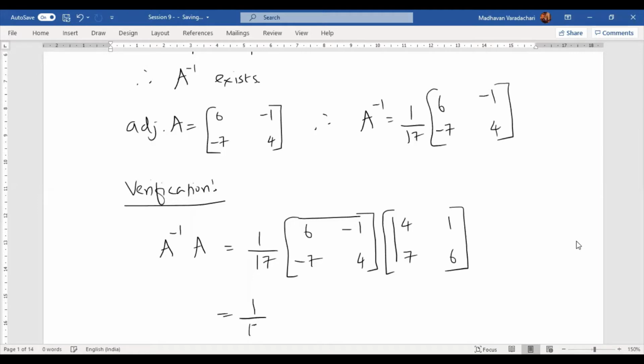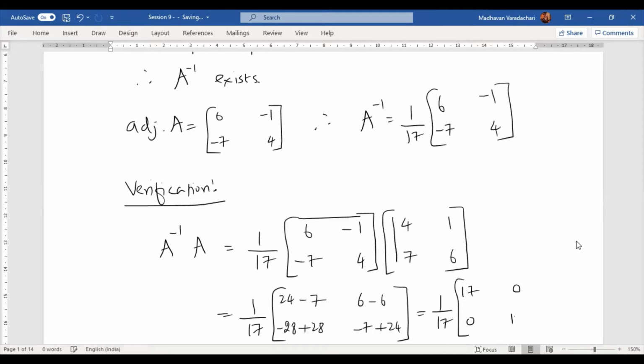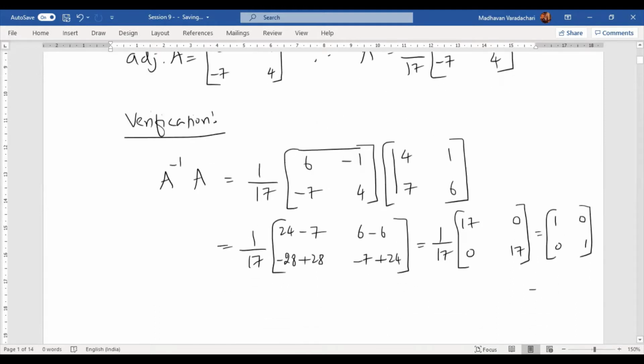If we multiply this, 6 into 4 is 24, minus 1 into 7 is minus 7. 6 into 1 is 6, minus 1 into 6 is minus 6. Minus 7 into 4 is minus 28, 4 into 7 is positive 28. Minus 7 into 1 is minus 7, 4 into 6 is positive 24. That gives us 17, 0, 0, 17, which gives us 1, 0, 0, 1. That is definitely an identity matrix. So the inverse we found is correct.